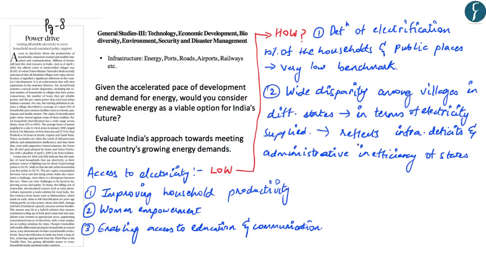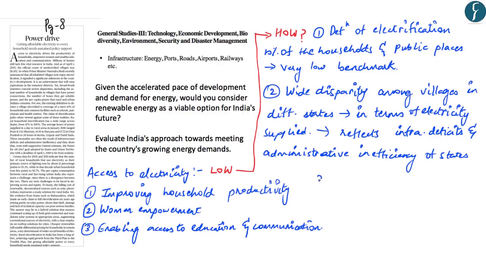I am sure you all understand that electricity is a state subject. So if there is such a wide disparity in terms of supply of electricity, this reflects the deficits and administrative inefficiency on the part of the states. And hence, these figures reflect that the central government's goal of 24/7 power for all is far from reality.